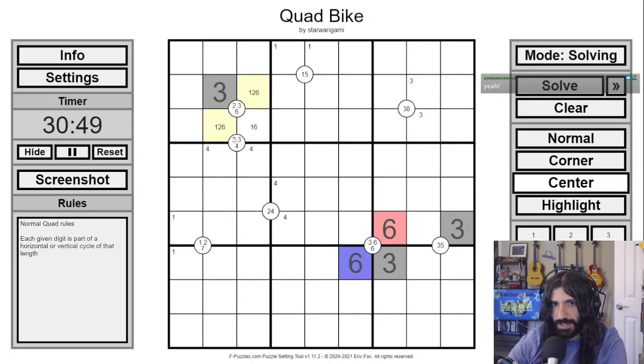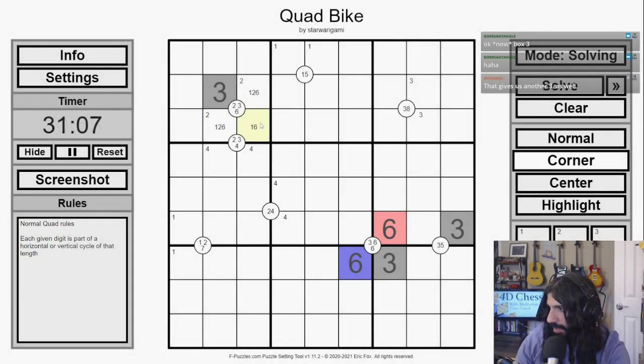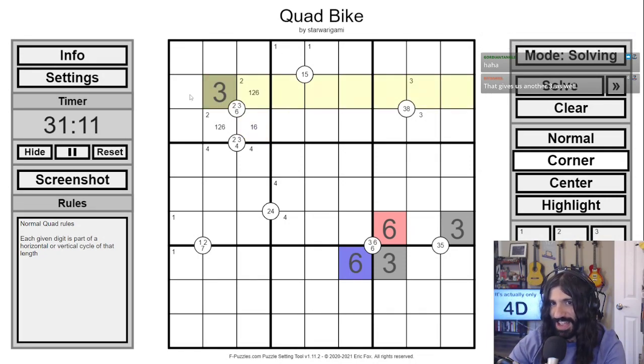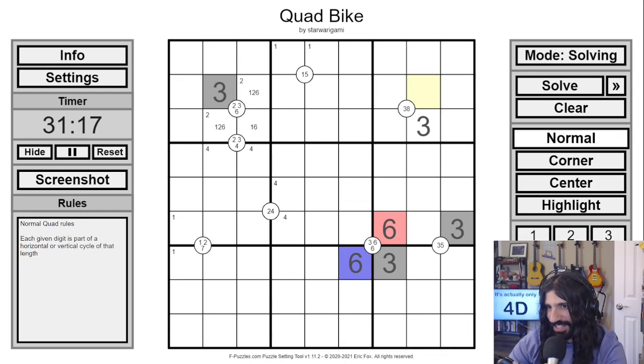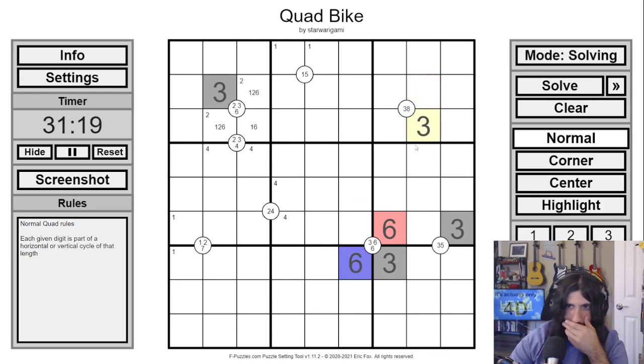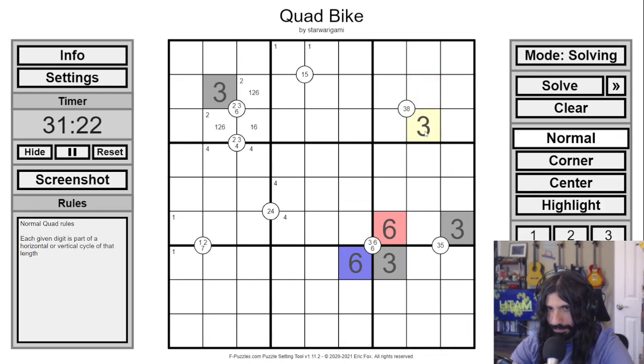So one of these is a 2. That gives us another 3 as well. Of course it does. I'm the worst at combining regular Sudoku rules with the super crazy rules, right? Okay, this is definitely a 3, which is sick. Okay, so wait, that helps us as well.